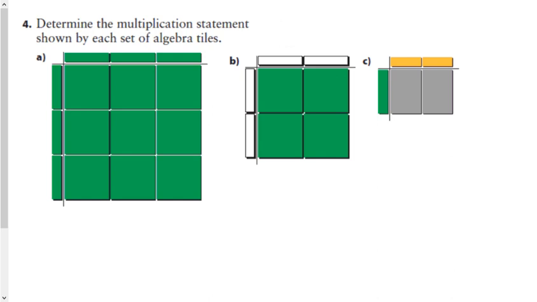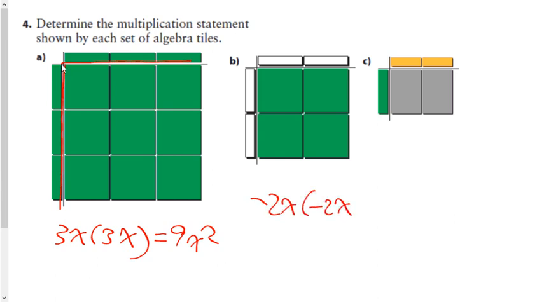Question 4. Question 4 is an extension, so we have, again, 3x multiplied by 3x as the length and width, and the area inside is 9x squared. Here we have a length of negative 2x and a width of negative 2x. And the product of those two when multiplied is going to be 4x squared. And finally, our last one, we get these orange tiles and these crazy gray ones.